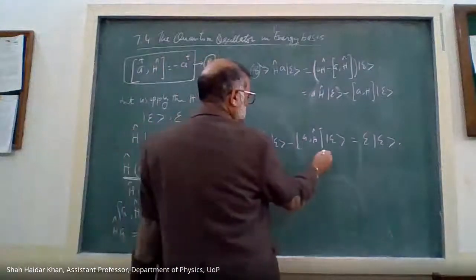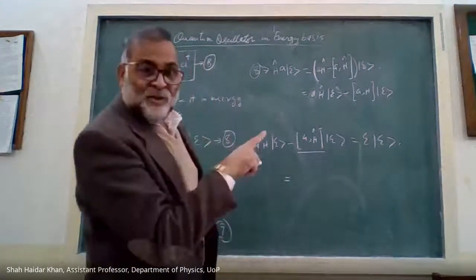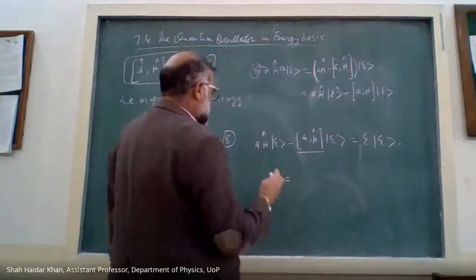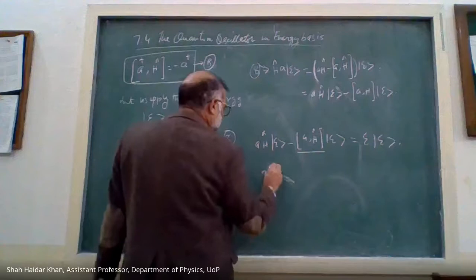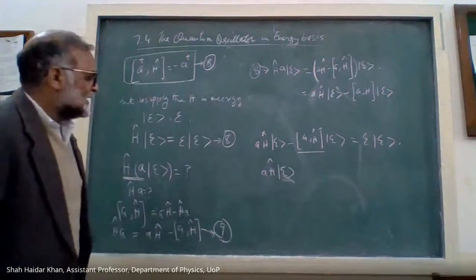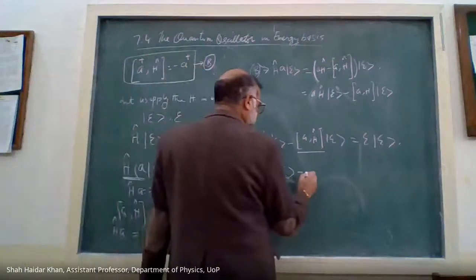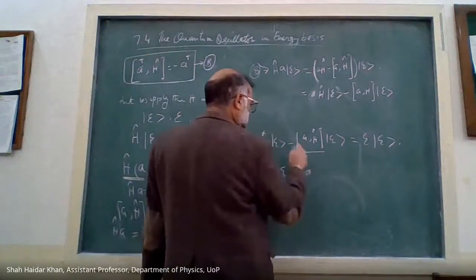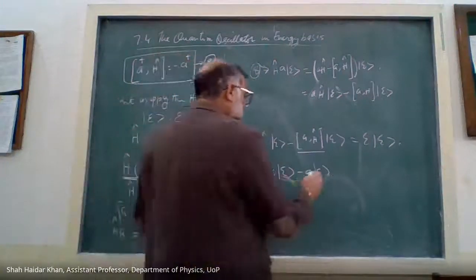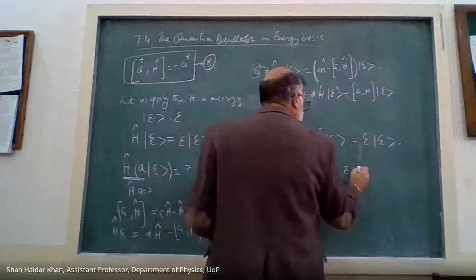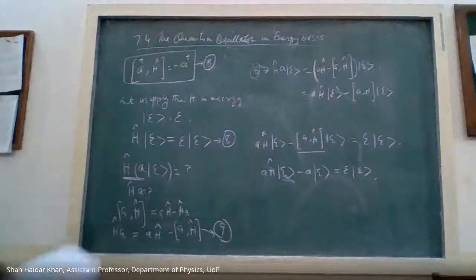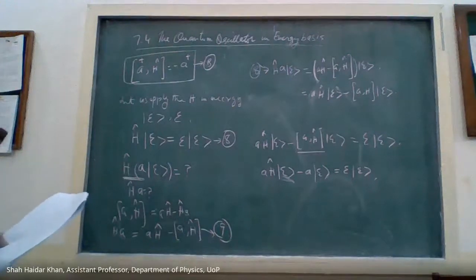In that equation, we said the commutator of A and H was equal to A, if you remember. So here it will be A H epsilon minus A epsilon is equal to epsilon into A epsilon.